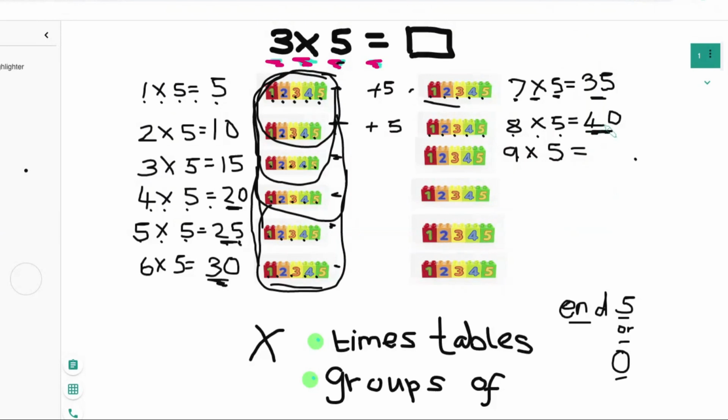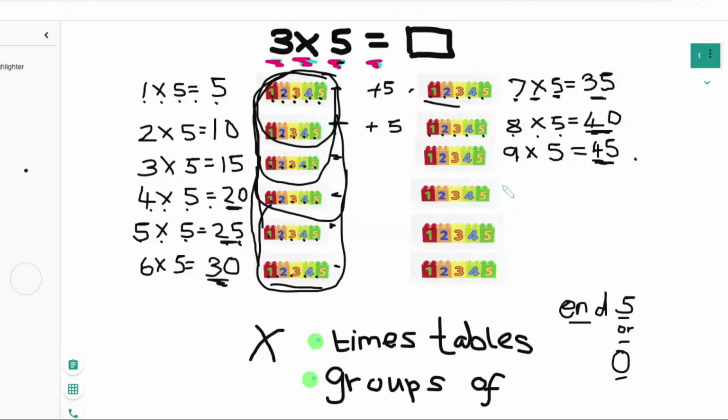It's got to be larger than 40. It's got to be greater than 40. We're adding on 5. What's the answer? The answer is 45. Because 8 times 5 is 40, 9 times 5, it has to be 45. So when it comes to maths, we can use what we already know to help us work out questions.